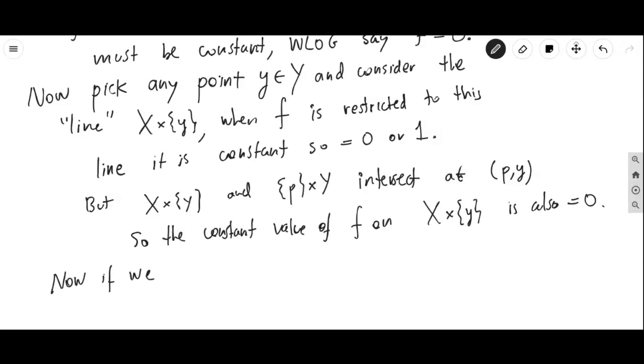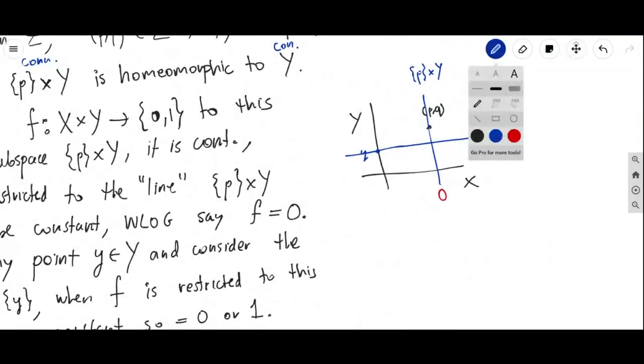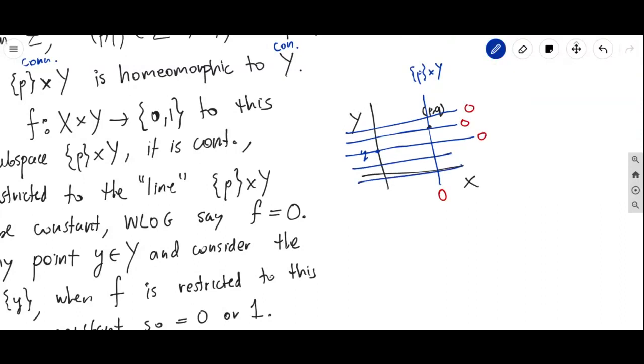Now, if we vary the line X times {y} by moving y throughout the entire space, we fill out the entire space, and f is equal to 0 on that entire space. So you can see in the picture, you can do this with a different line, right? You can do it with this line, and on that line, it's equal to 0. And then you can do it with this line. You can just keep on filling it out. And when you stack them together, that gives you the entire space.